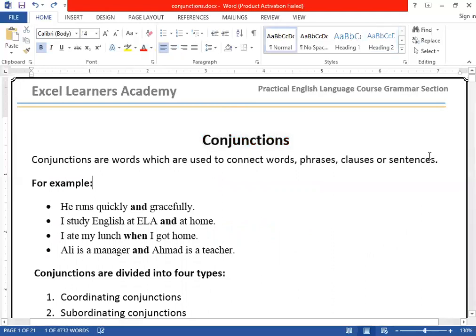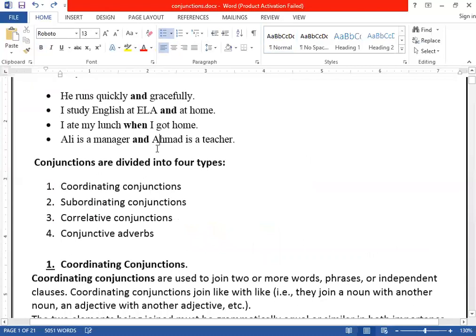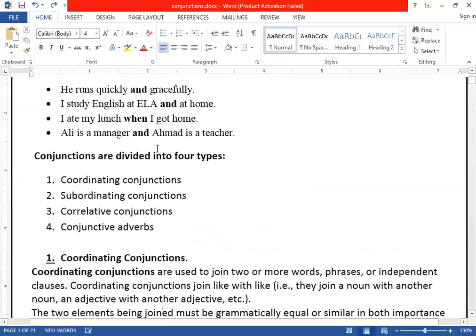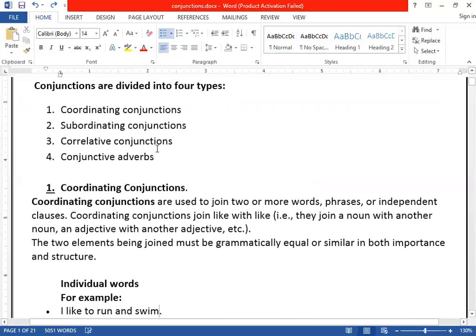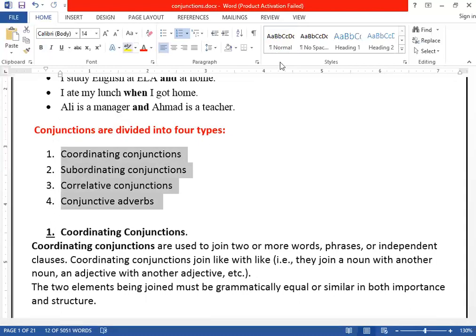We will talk about types of conjunctions. In types of conjunctions, we have 4 types. Number 1 is called coordinating conjunctions. Number 2 is subordinating conjunctions. Number 3 is correlative conjunctions. And the 4th one, we have conjunctive adverbs. Clear? So these are the 4 different types of conjunctions.